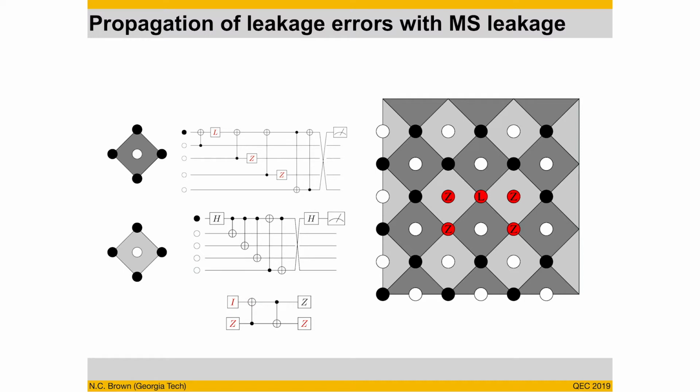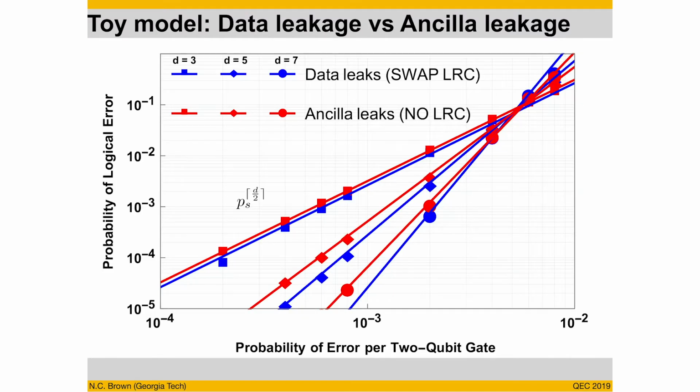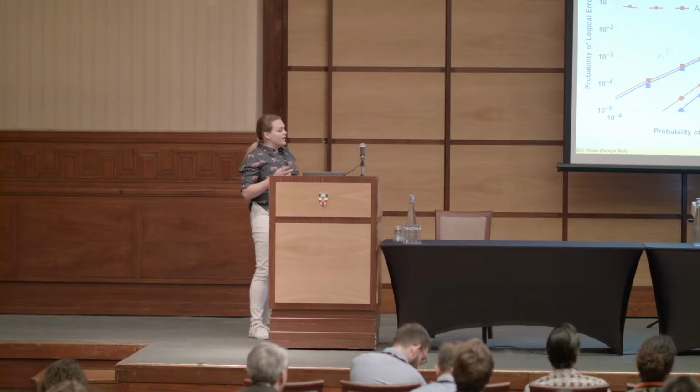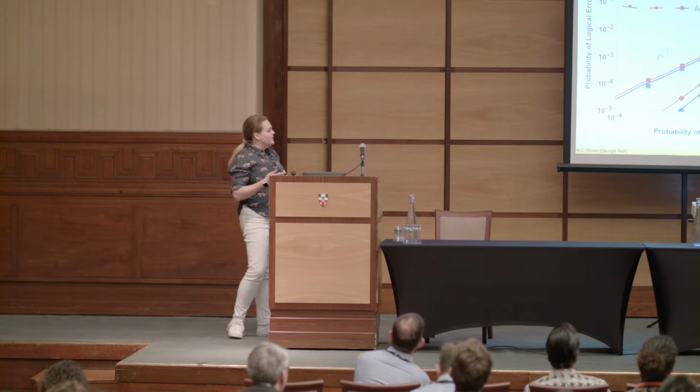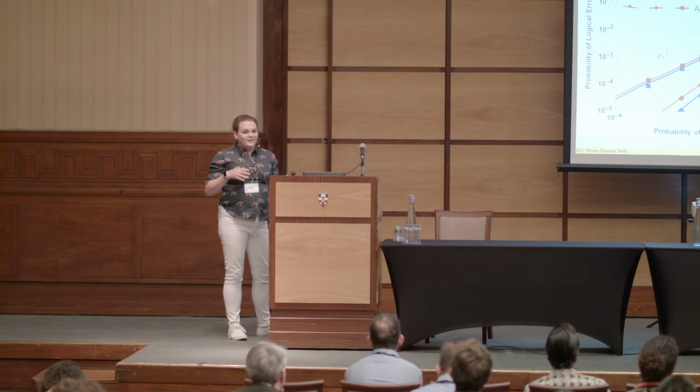And now, these Z's are going to propagate in such a way that we're never going to have this bad distance damaging fault. We're always going to be able to get a correctable error. So again, we can go back and look at our toy model and compare data leakage versus ancilla leakage. And we see that there's not a huge difference anymore. They both scale as they should. It's interesting to see, though, and I want to emphasize this circuit has an extra gate, so extra fault locations, that data leakage is still a little bit better.